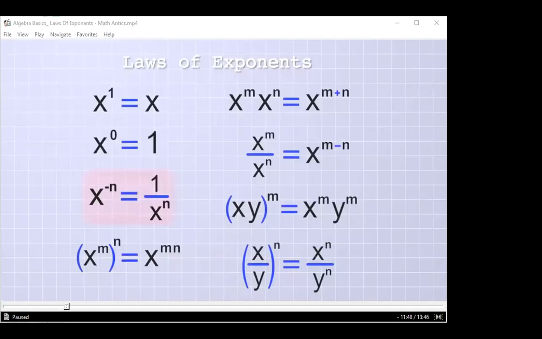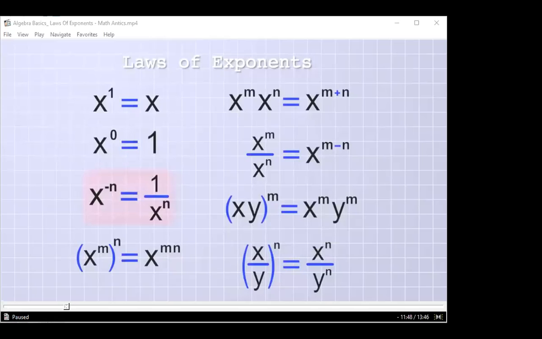Third, we have x power m all to the power of n. This one means that we will multiply them together. And we can say that this one is called raising power. When we have two powers above each other like this, this is called raising power, and it will be x power m n because I'm going to multiply them together.